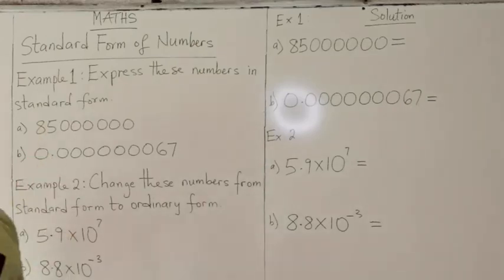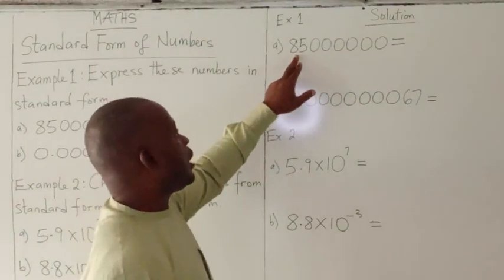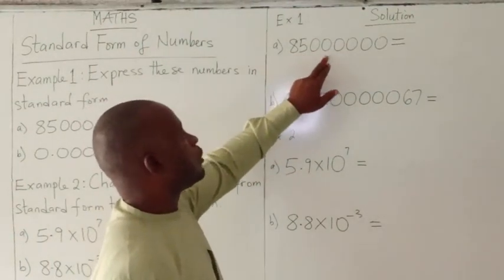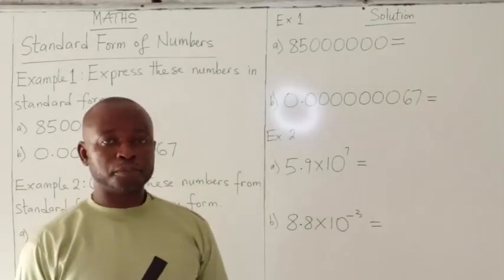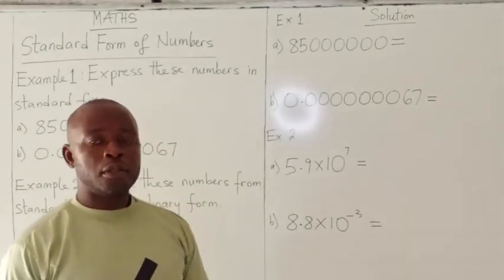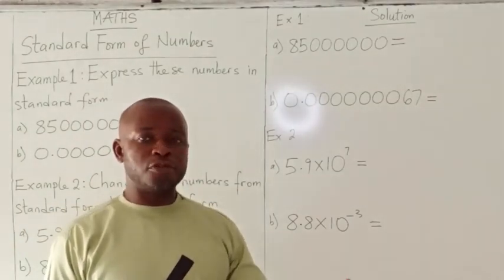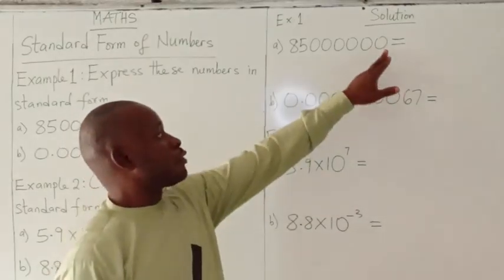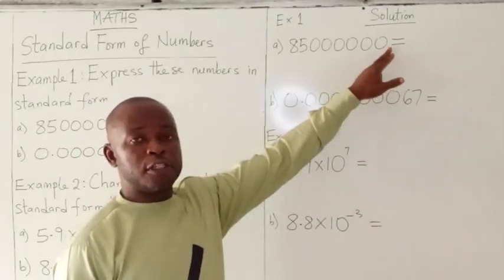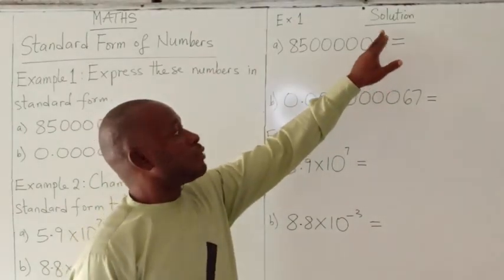Let's go straight to solving example 1A. The problem is 85000000. Now we should put it in standard form. In English language, when you are done writing a sentence, what's the last thing you drop? Full stop. So we assume that there's a full stop here. We call it a decimal point. Okay? Then we have to start bringing it in.